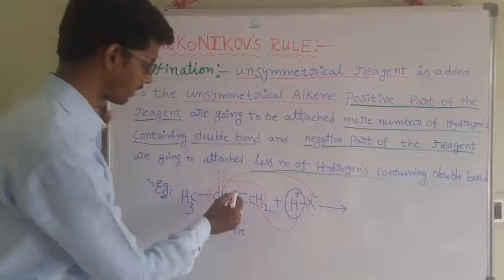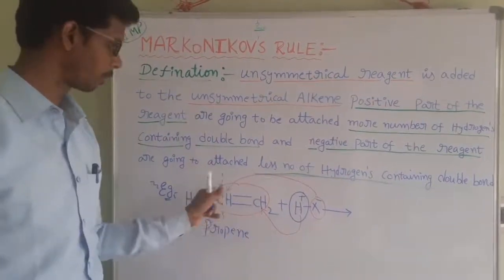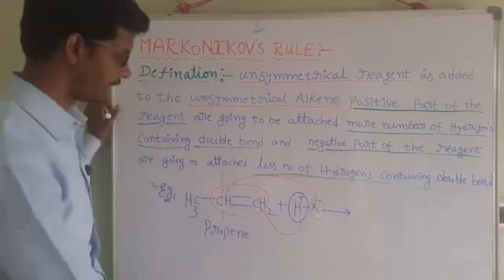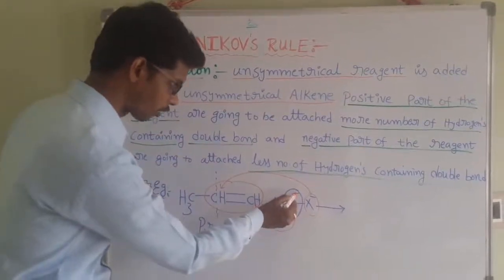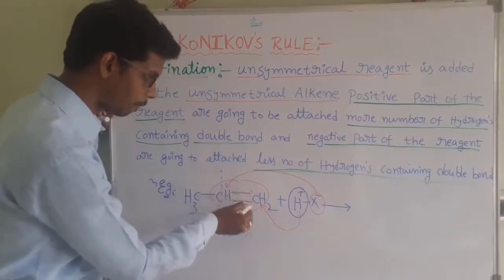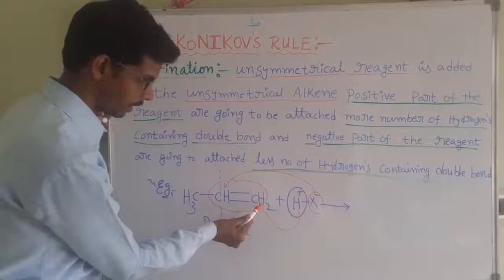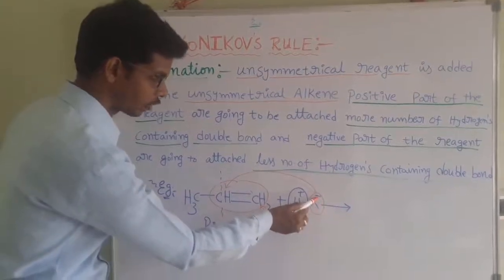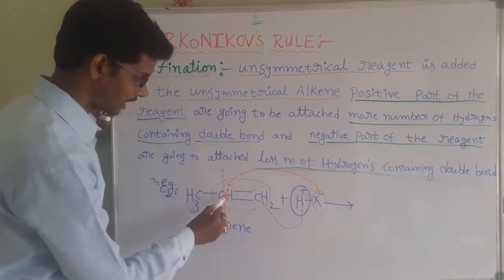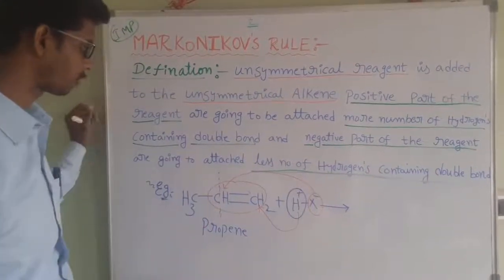Here the reaction takes place at the double bond position. The positive part of the reagent is going to be attached to the more hydrogens containing double bond carbon. The negative part of the reagent is going to be added to the less hydrogens containing double bond carbon. Here, what product is formed?